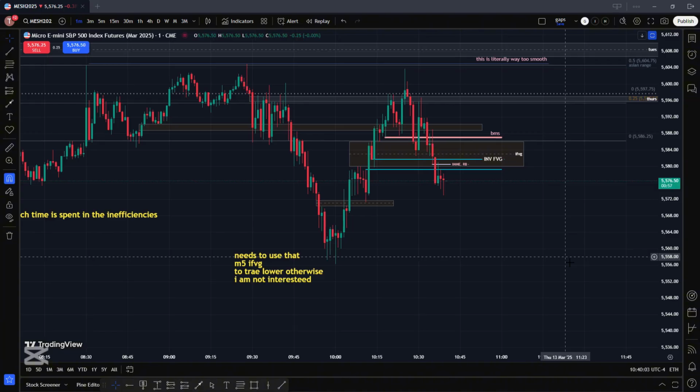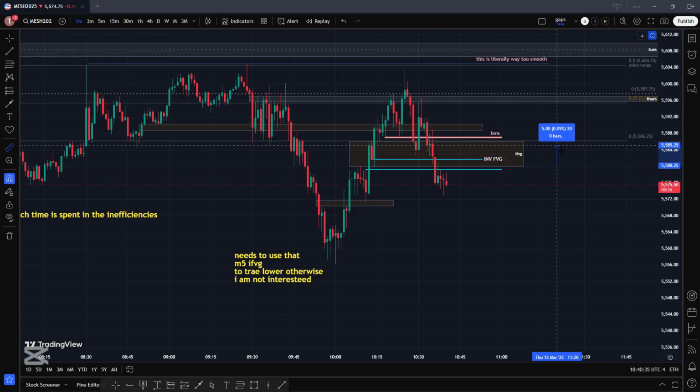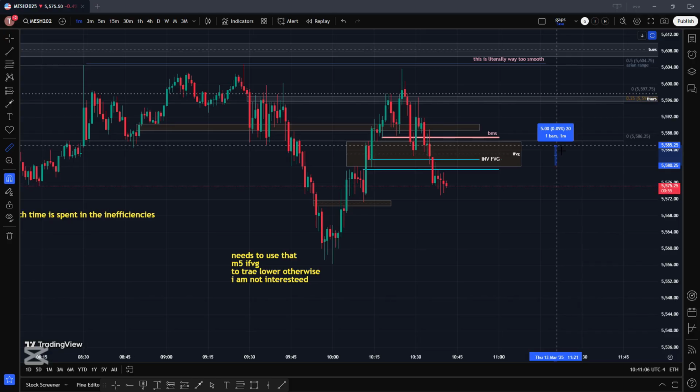Immediately I'm thinking whether that green, that up close candle, is acting as an order block, because if it wants to go down, the inversion fair value gap need not be visited again.